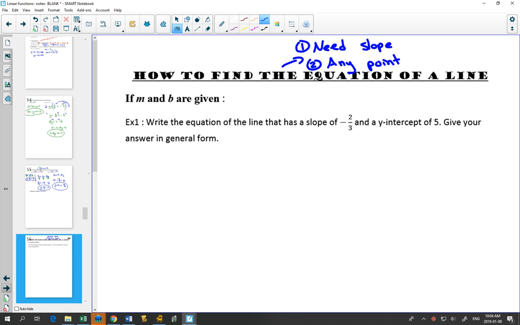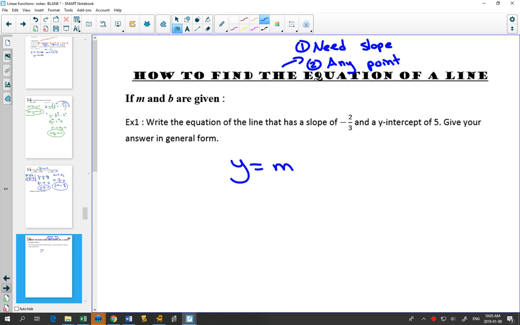Now, there's going to be some times that you can find it even quicker if you're given more specific things. And that's what we're going to look at first, some specific things. If you know the slope and the y-intercept, you do know a slope and a point, but the point you know is a specific point. And then you can plug things right away into y equals mx plus b. So here, it has a slope of negative 2/3 and a y-intercept of 5.